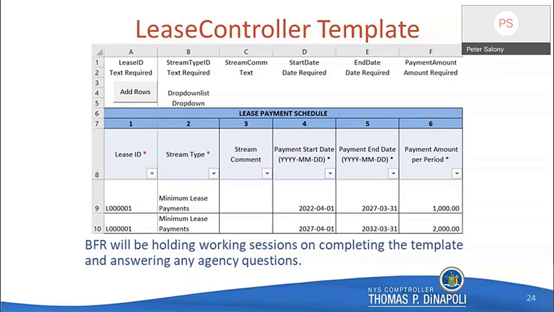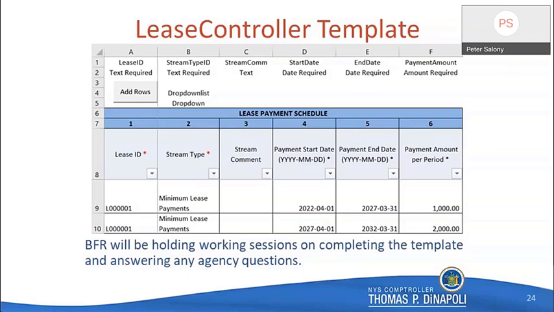So just to reiterate what Corey mentioned earlier, what is required for the agencies on these LeaseController templates and when are they required? Again, BFR will email agencies a list of leases over 300,000 AEV that were included in the lease population as of February 1st, 2021. Agencies will fill out the LeaseController template and submit it by March 1st, 2022.